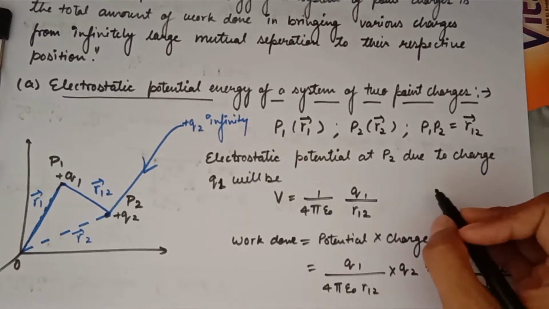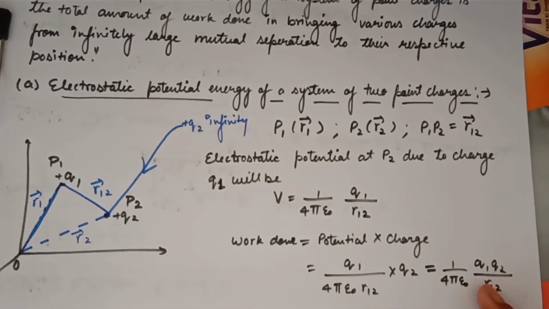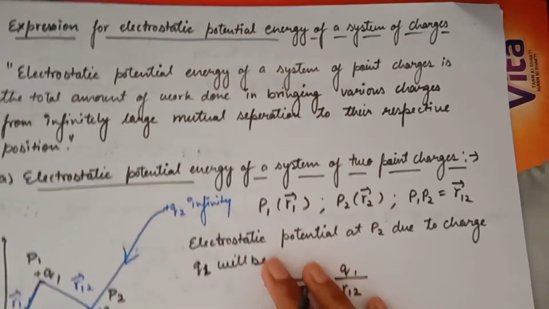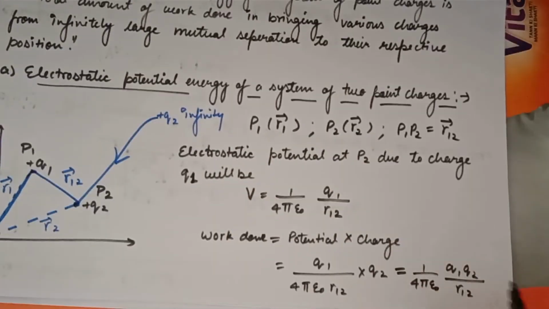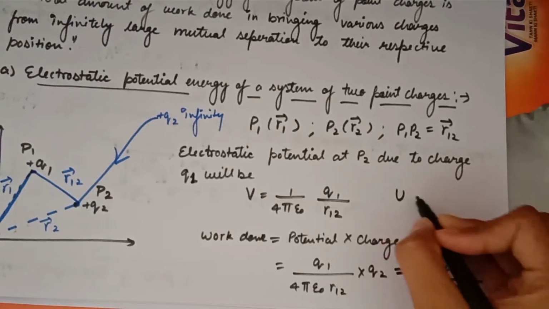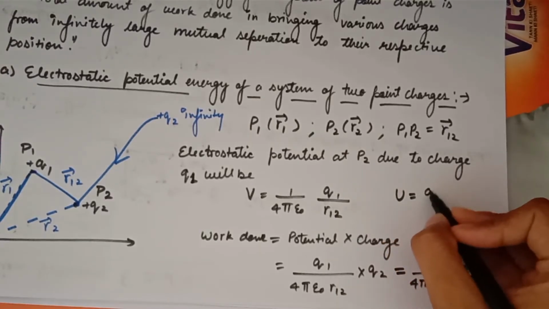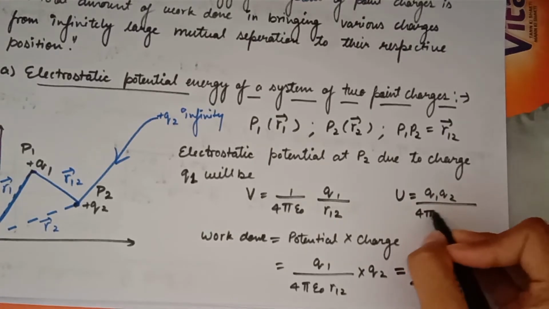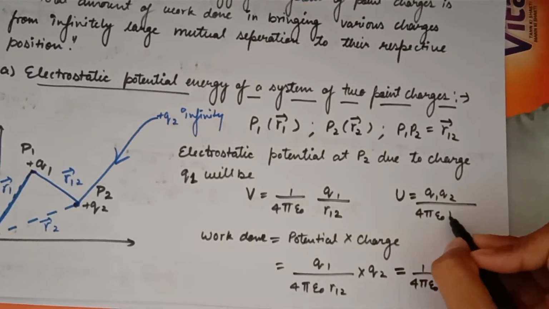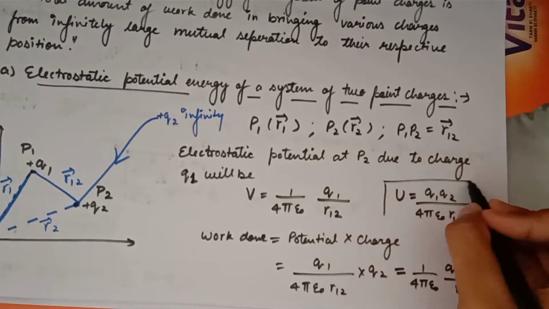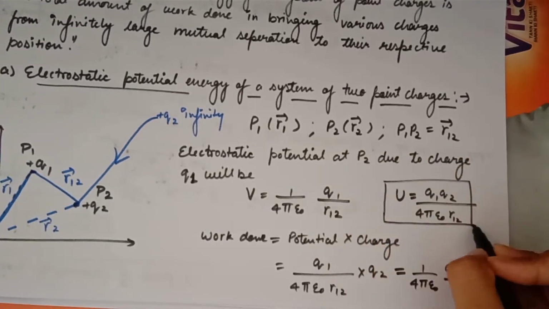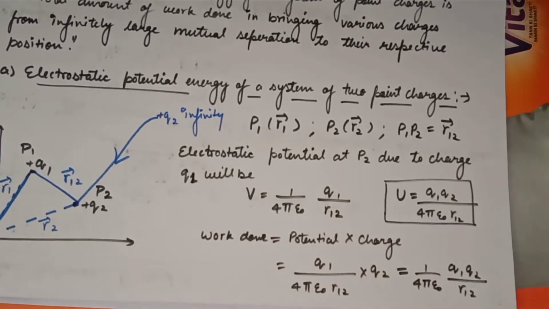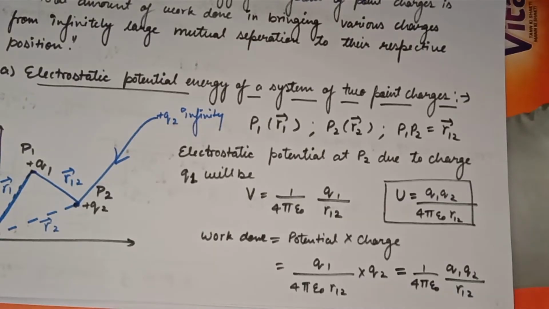So finally, the formula for electrostatic potential energy. As you know, electrostatic potential energy, we show it by the letter U. So U comes out to be q1 q2 divided by 4 pi epsilon naught r12. So this is the final formula for electrostatic potential energy for a system of two charges.